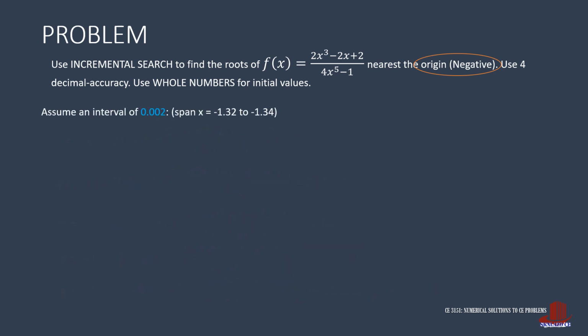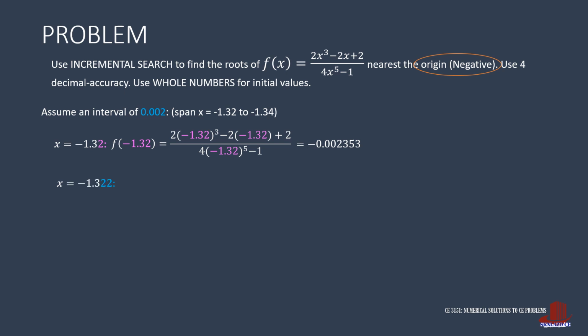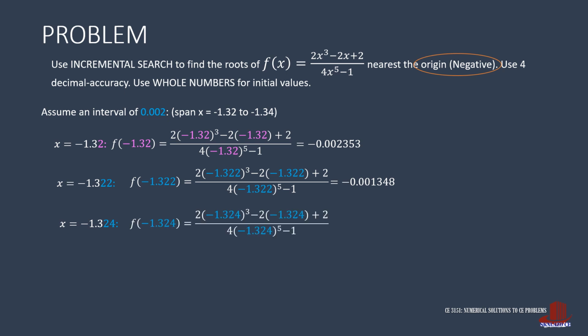With the next smaller span, from negative 1.32 down to negative 1.34, we use intervals of 0.002. From the upper limit of negative 1.32, subtract an increment and make the function 2 times negative 1.322 cubed minus 2 times negative 1.322 plus 2 all upon 4 of negative 1.322 raised to 5 minus 1, which results to negative 0.001348.